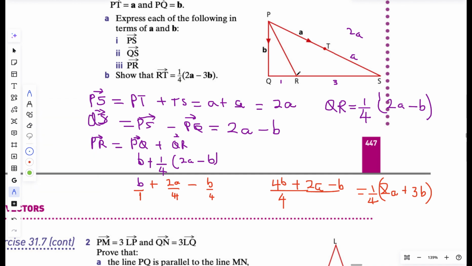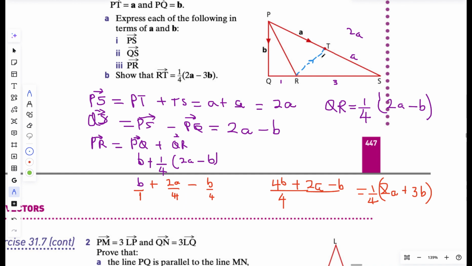We should show that our RT is the same as 1 over 4 (2A minus 3B). This direction, RT, this is our direction, is 1 over 4 (2A minus 3B). So if we are going this way, let's see the quickest way we can do it.